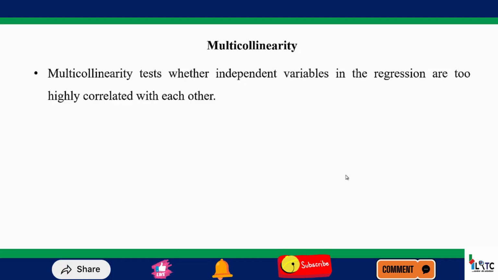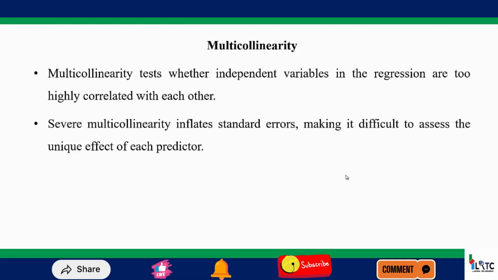If you are using a tolerance approach, a VIF approach, or the matrix approach, there are certain thresholds that the value must not cross, which we are going to look at in this video tutorial. So severe multicollinearity inflates standard errors and makes it very difficult to assess the unique effects of each of the independent variables on the dependent variable. So please always check for this issue and make sure you address it if there is any concern. Multicollinearity is also one of the assumptions of linear regression.